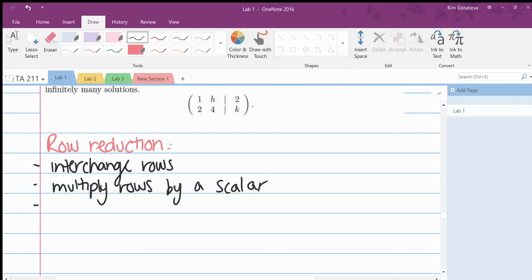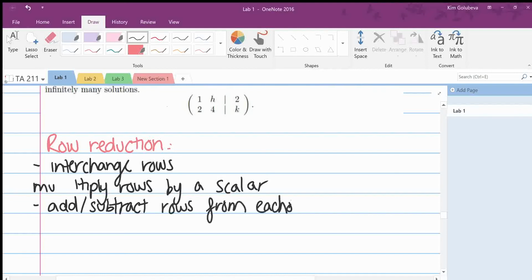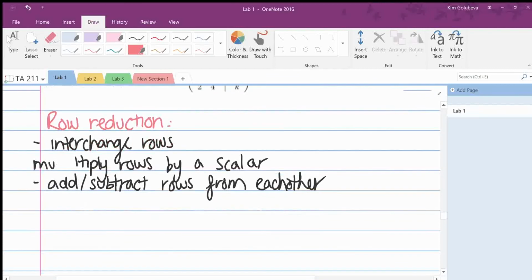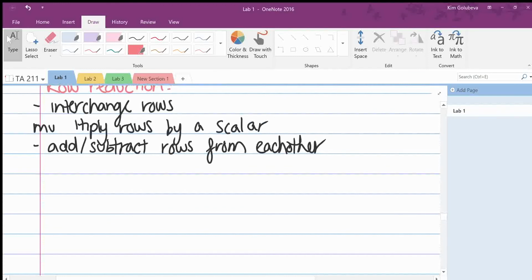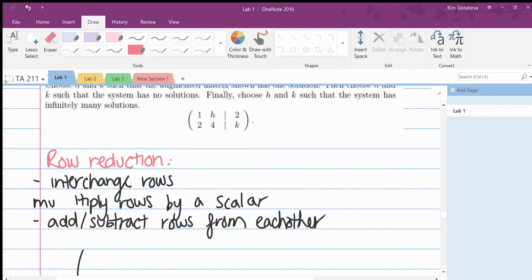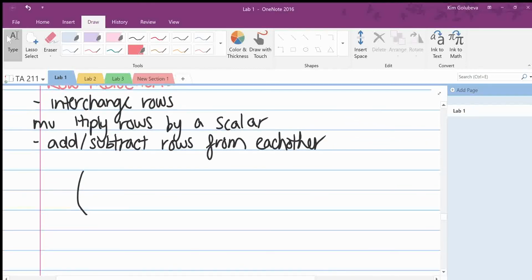important to note. And last thing is that we can add and subtract rows from each other. And we can add and subtract multiples of rows from each other. So let's go ahead and write this one out. So we have 1 h 2 and 2 4 k, I think.